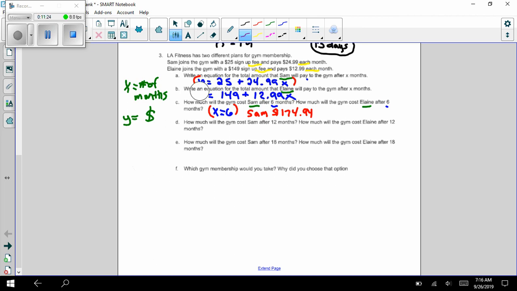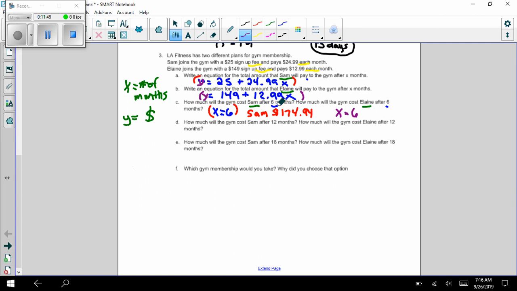In Desmos, you're going to put in Elaine's equation, which is here. I lost my Y's with my eraser. And X for Elaine is still 6 because they're attending the gym both for 6 months, but her equation is $12.99.